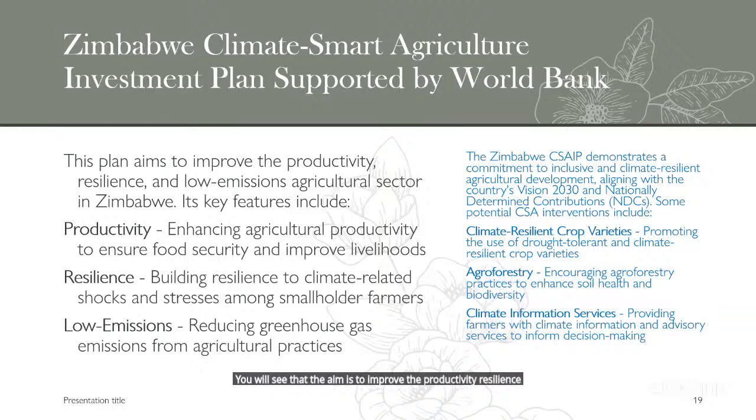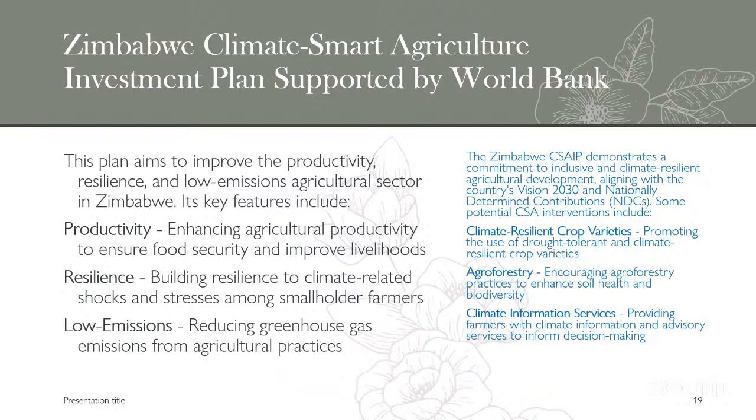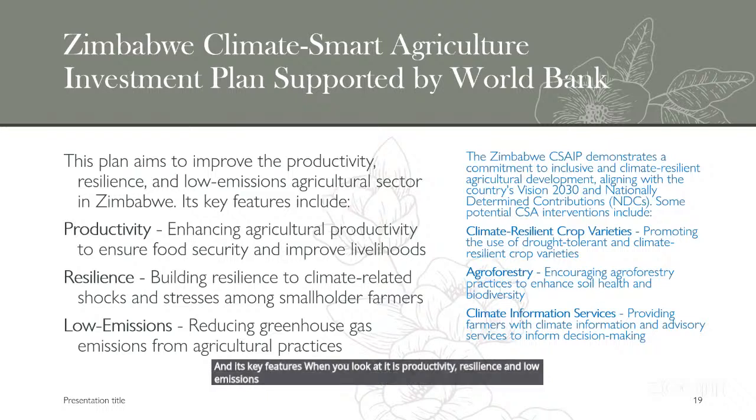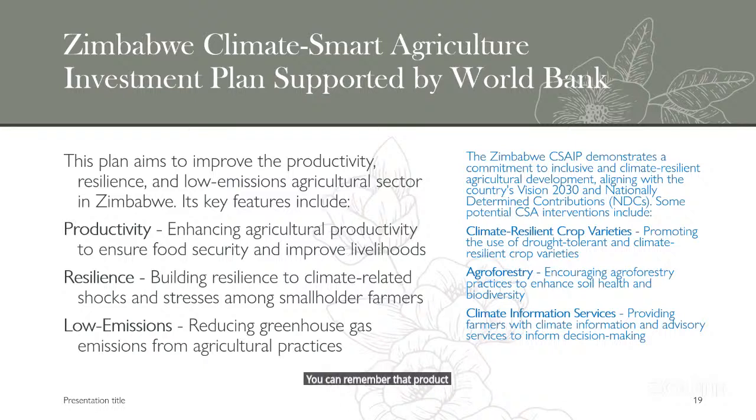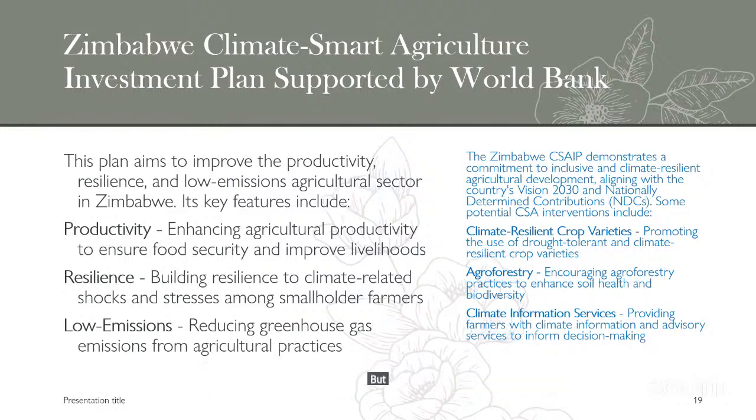resilience, and low emissions agricultural sector in Zimbabwe. And its key features, when you look at it, are productivity, resilience, and low emissions. If you can reflect on I think it was the figure which I showed you with those circles at the start, you can remember that productivity is at the center, but if you consider productivity alone, then you can have some undesirable effects in the form of emissions, which can cause damage to the environment. But then that damage to the environment can actually result in the loss of resilience of your systems.